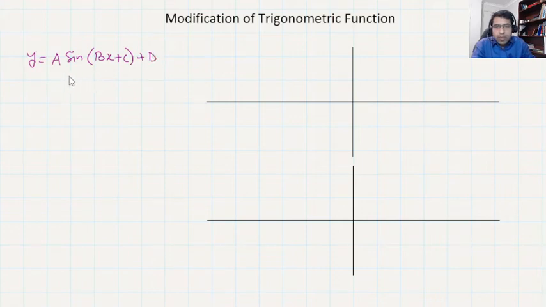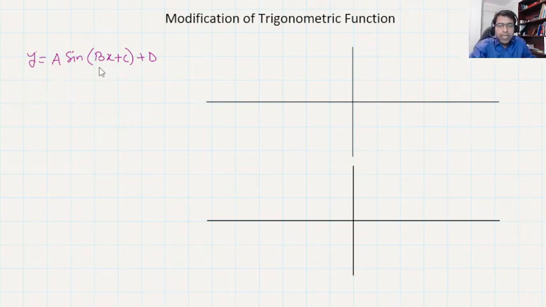A is for amplitude, and amplitude is always positive, right? We will talk later about cases that start with y equals negative of something. But amplitude is usually an absolute value, which is positive, and by changing the value of a, we are modifying the graph based on the amplitude. You can see the graph stretching in that direction.